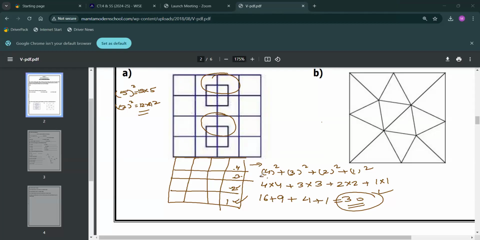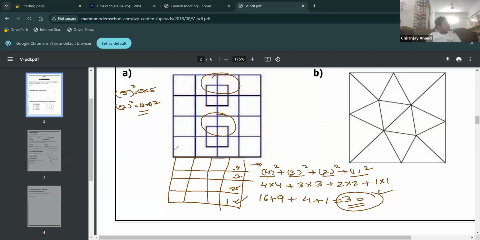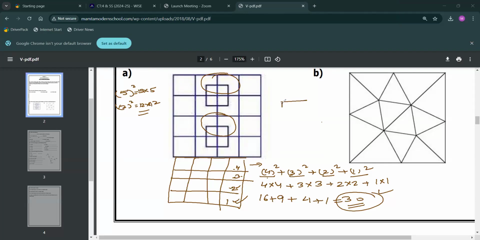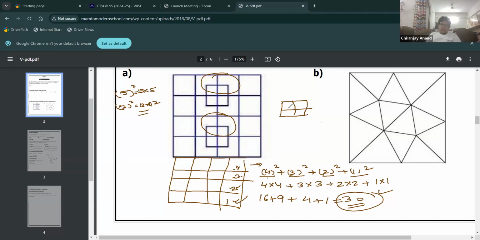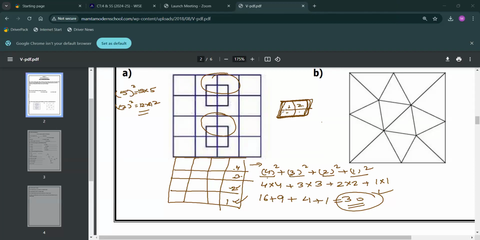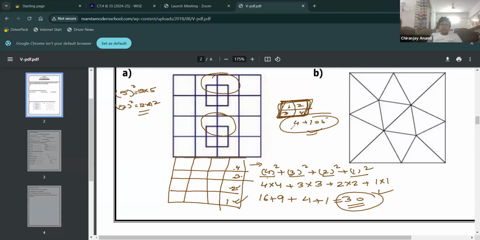So here I have written 4 square plus 3 square plus 2 square plus 1 square. Why? See, suppose you have this square, children, see it carefully. It is divided into 4 parts. So these are the 4 squares, and this bigger one is also a square. Tell me, children, how many squares are there? 4 plus 1, the bigger one. So 4 plus 1, how many are there? 5.